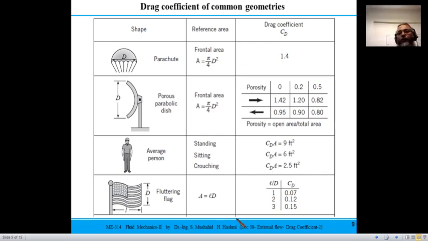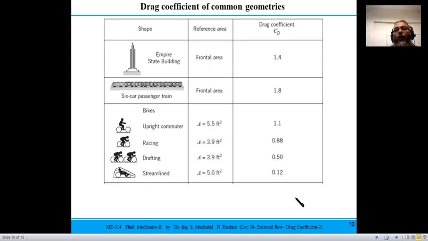And for a flag, this would be a reference area, and as the length over d is changing, the drag coefficient is changing. So there is no one single value of the drag coefficient. Different buildings and tall structures usually have a drag coefficient in the order of 1.4, and for a six-carriage passenger train, based on the frontal area, because the shape is also important, the drag coefficient is 1.8.